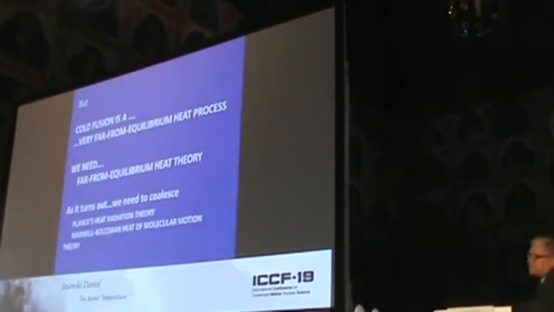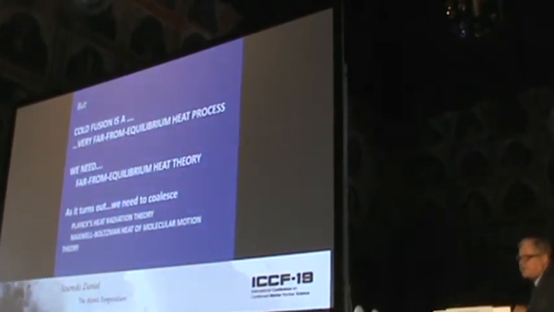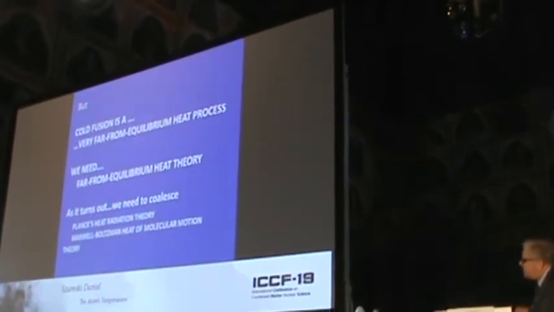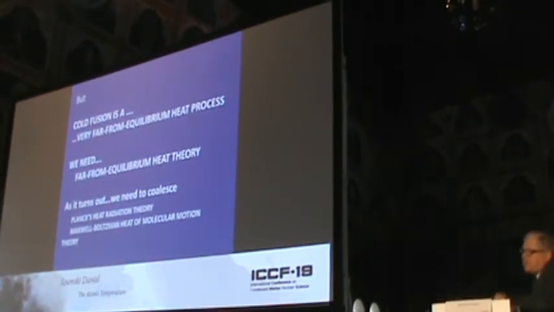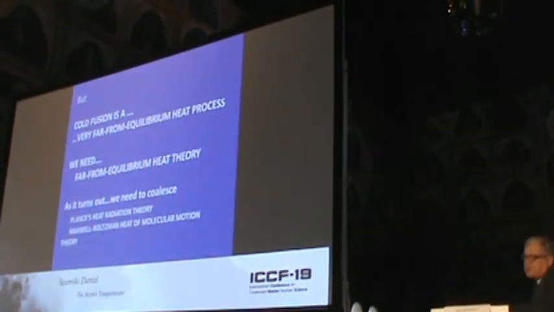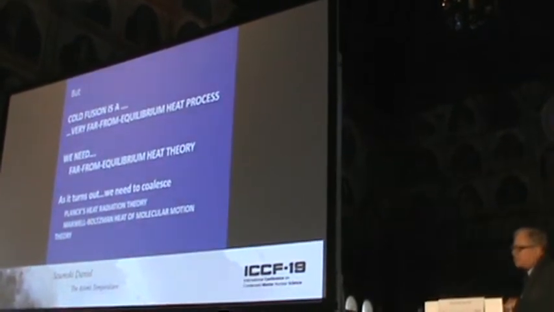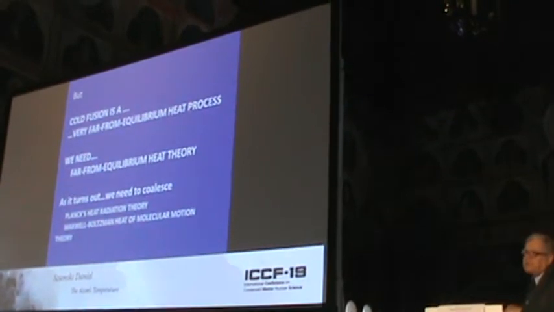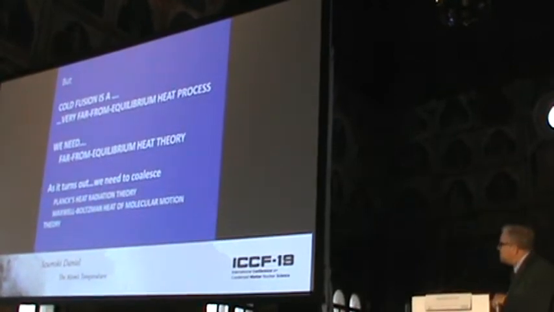Since we're dealing with a system that is so far from equilibrium, we have to get away from Planck and his equilibrium distributions. In fact, what we have to do is to coalesce Planck's theory of heat radiation with the theory of Maxwell and Boltzmann, who described heat as the molecular motion of particles in an ideal gas.